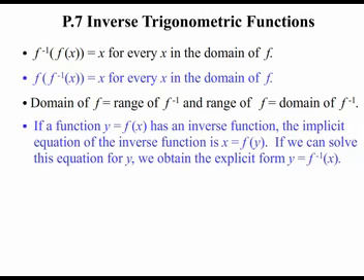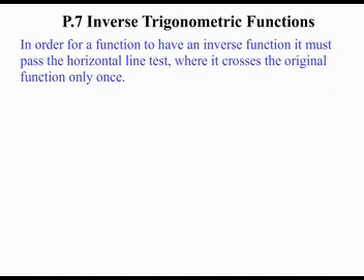If a function y equals f of x has an inverse function, the implicit equation of the inverse function is x equals f of y. If we can solve this equation for y, we obtain the explicit form y equals f inverse of x. In order for a function to have an inverse function, it must pass the horizontal line test, where it crosses the original function only once.